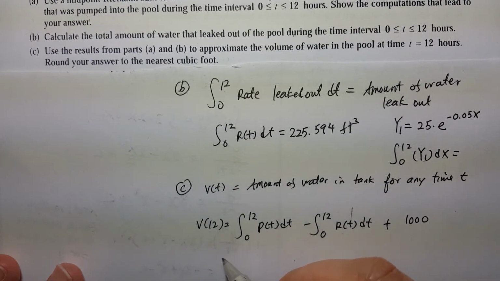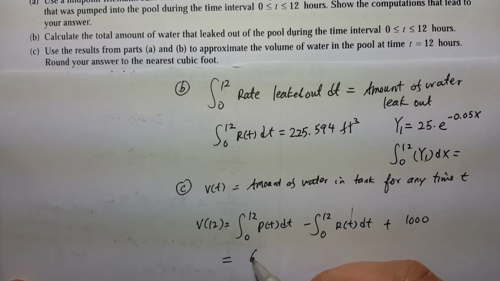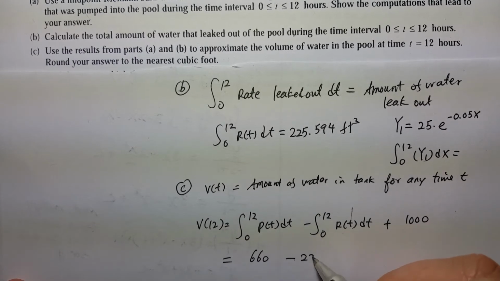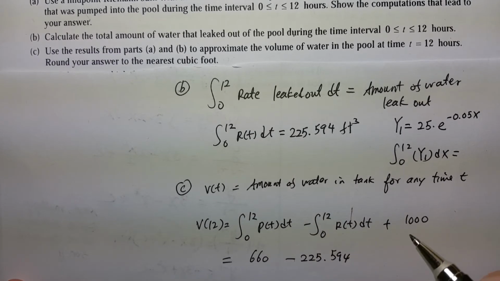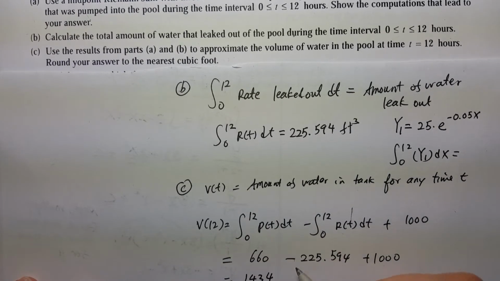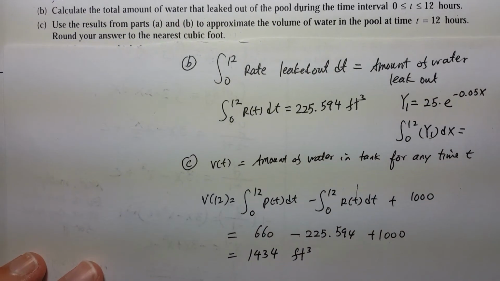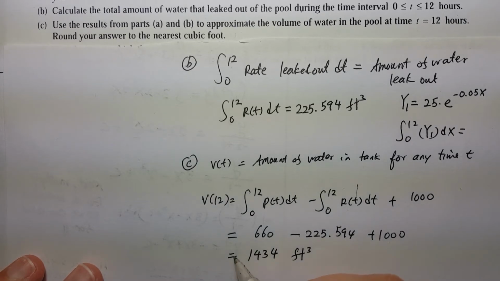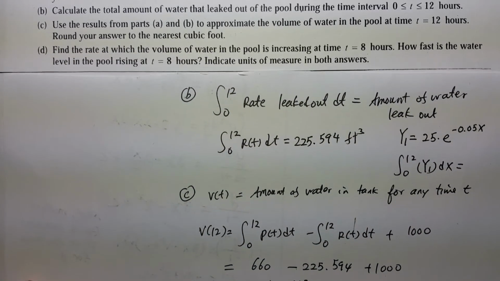So now we are going to use the answers we got before: 660 minus 225.594, and then plus 1,000. Now you type it into the calculator and you get 1434.406. So we round to 1434. So we got 1434 cubic feet. That will be the approximation. Now let's go to part D.